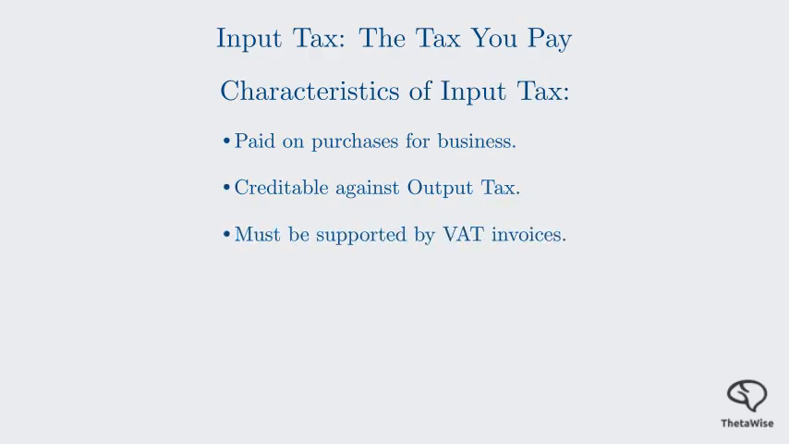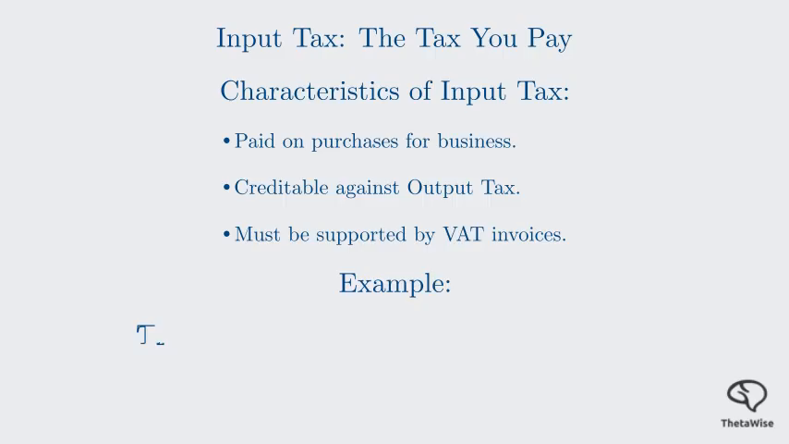This crediting mechanism is what prevents the tax from being applied multiple times as a product moves through the supply chain. It ensures that only the value added at each stage is taxed. Just like output tax, input tax must be supported by proper documentation, specifically VAT-compliant invoices from your suppliers. Let's use an example to illustrate.